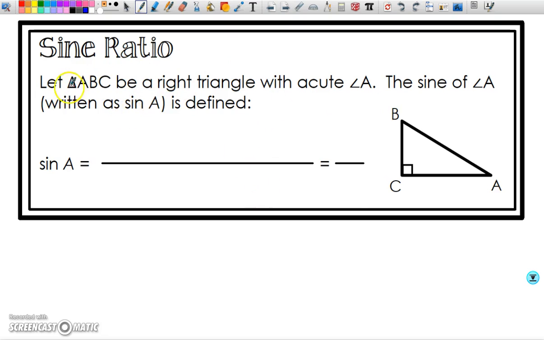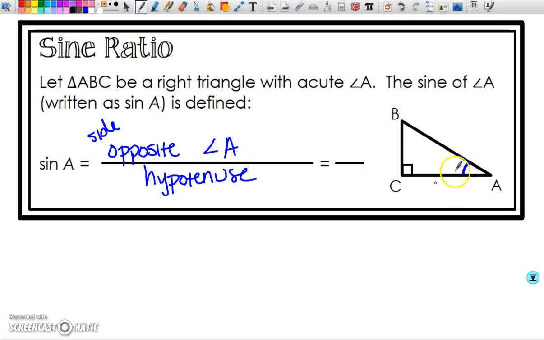So we have the sine ratio. What that is, for this angle A right here, it's taking the side that is opposite angle A, and putting that measurement over the hypotenuse. So for this figure here, the side opposite is BC, and the hypotenuse is AB. Sometimes I will write it as S-O-H. And this is where your SOHCAHTOA thing on the very front of your foldable comes from.